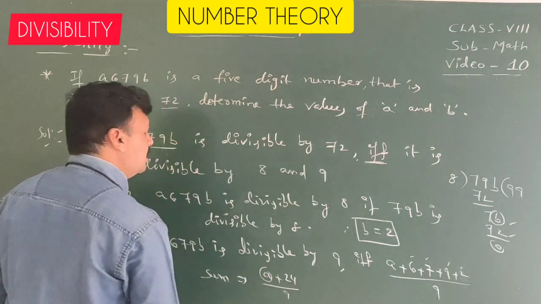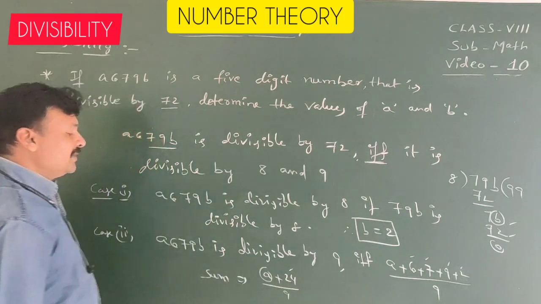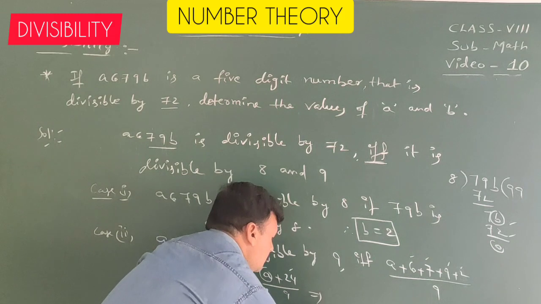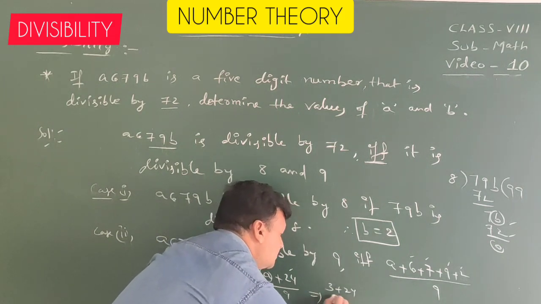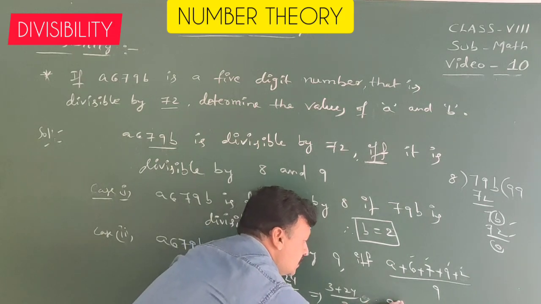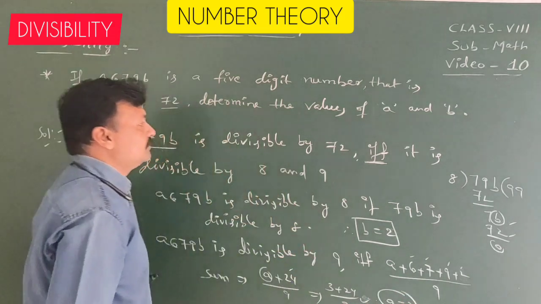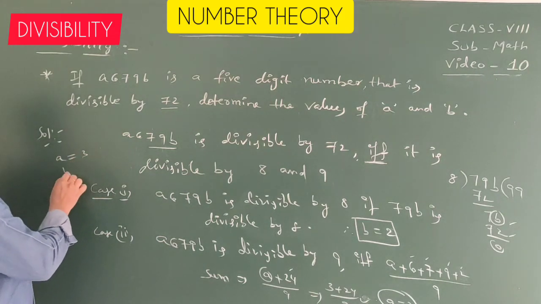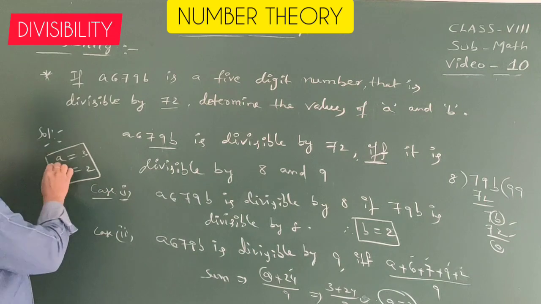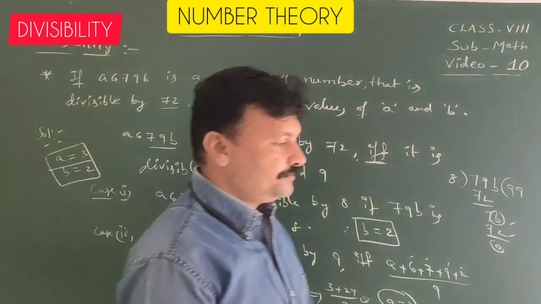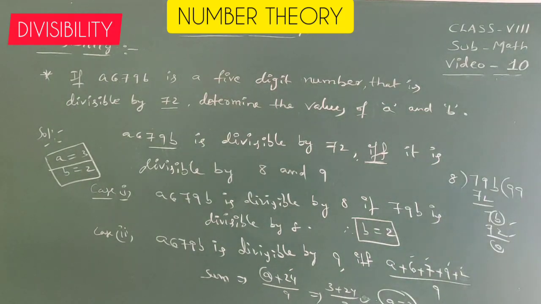When is it possible? When A plus 24 is divisible by 9. If A equals 3, then 3 plus 24 equals 27, which is divisible by 9. So A equals 3. Here A equals 3 and B equals 2 are the required values.